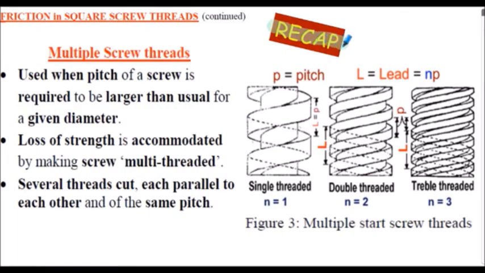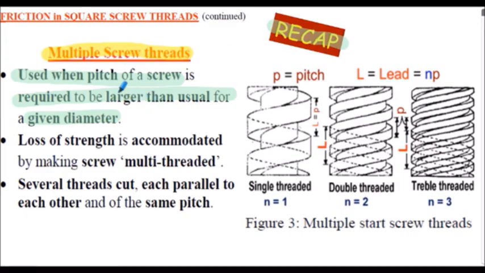Further recap, let's consider multiple screw threads. Again, this is an extract from our previous presentation. Multiple screw threads are used when the pitch of a screw is required to be larger than is usual for the given diameter. In other words, one revolution of the screw moves a larger distance than would be expected for a standard screw of a particular diameter.